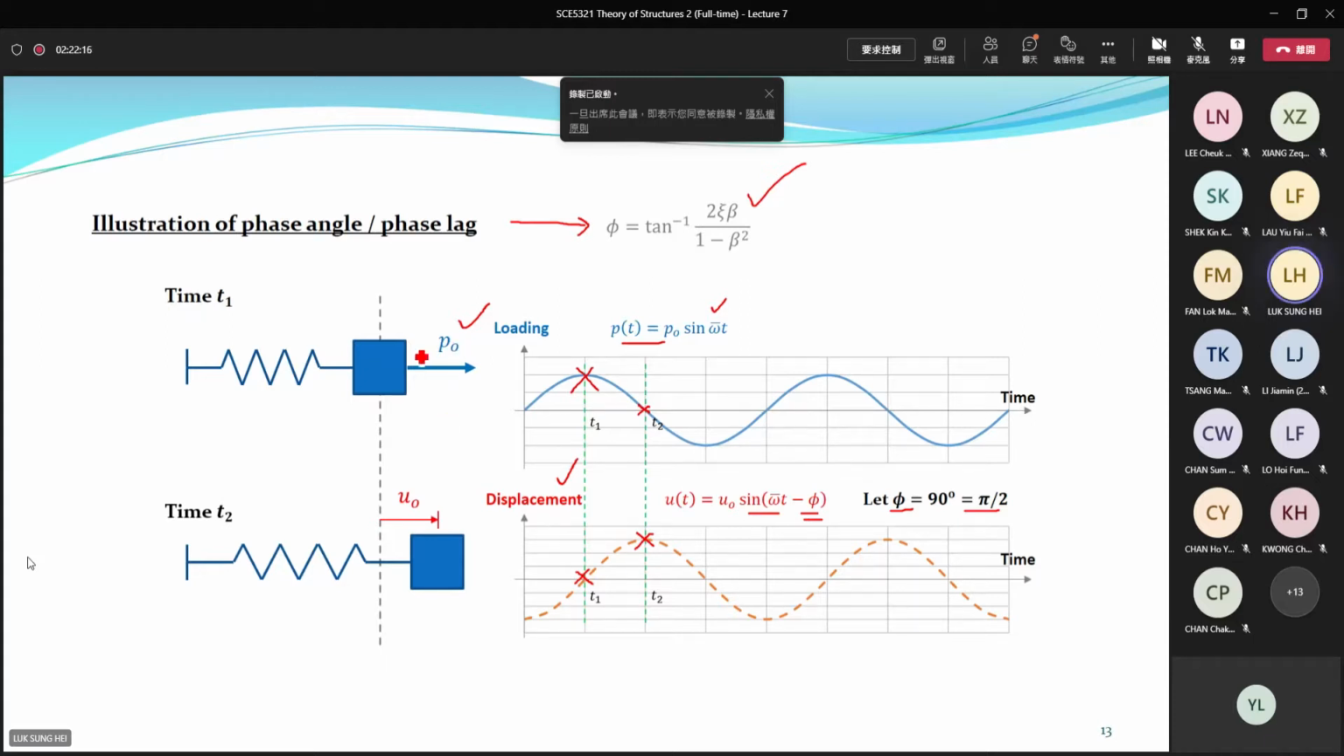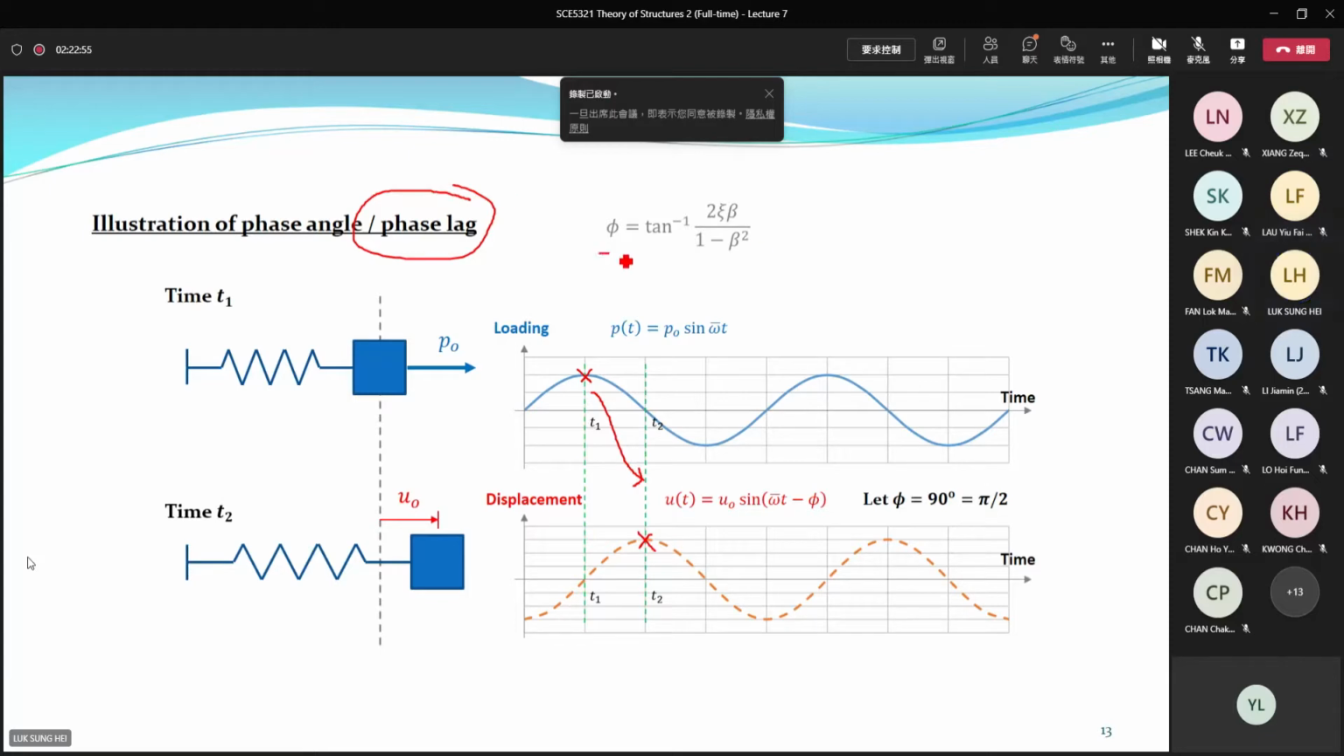So what we observe right here. Firstly, we observe that displacement maximum and force maximum do not occur at the same time instant. Maximum force doesn't mean you get maximum displacement. There is some time lag behind. Maximum force occurred at time equal to t1, and then after a certain time at t2, displacement reaches its maximum level. They do not occur simultaneously. They occur at different time instants. And that's why we call that phase lag. The displacement response will appear later or earlier, depending on the value of the angle.